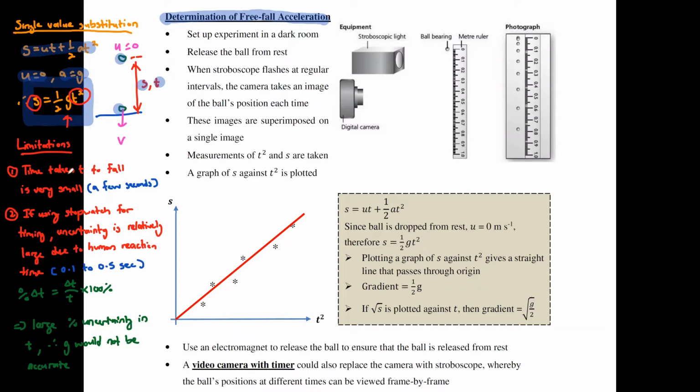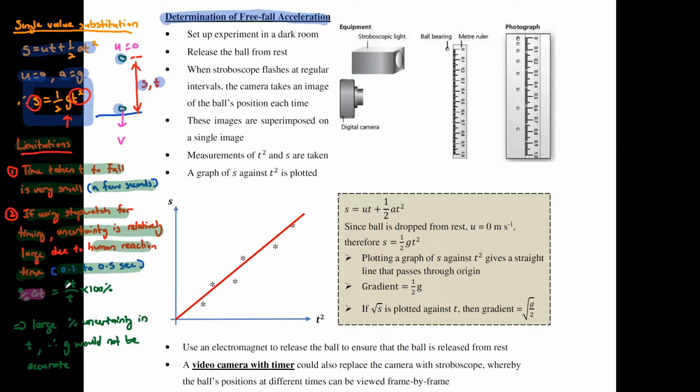However, there are limitations to this approach, namely in the way time is measured. The time taken t to fall is usually very small, lasting only a few seconds. If a stopwatch is used for the timing, the uncertainty would be relatively large due to the human reaction time, which is between 0.1 to 0.5 seconds.